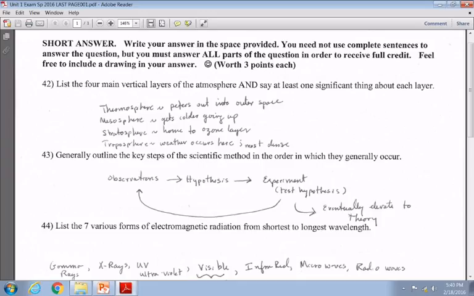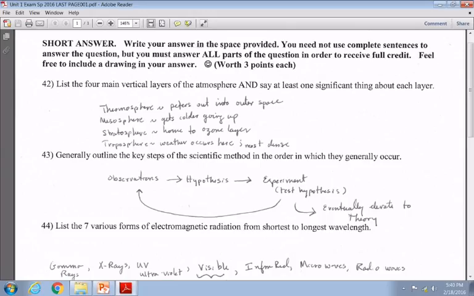So for 42, to get full credit, you needed to list the layers of the atmosphere in order and say at least something about them. So you can see what I said about them. I put the lowest one down here: troposphere, stratosphere, mesosphere, thermosphere. But if I put this question on the final, and you put them the other way, that's fine too, because you're listing them in order.